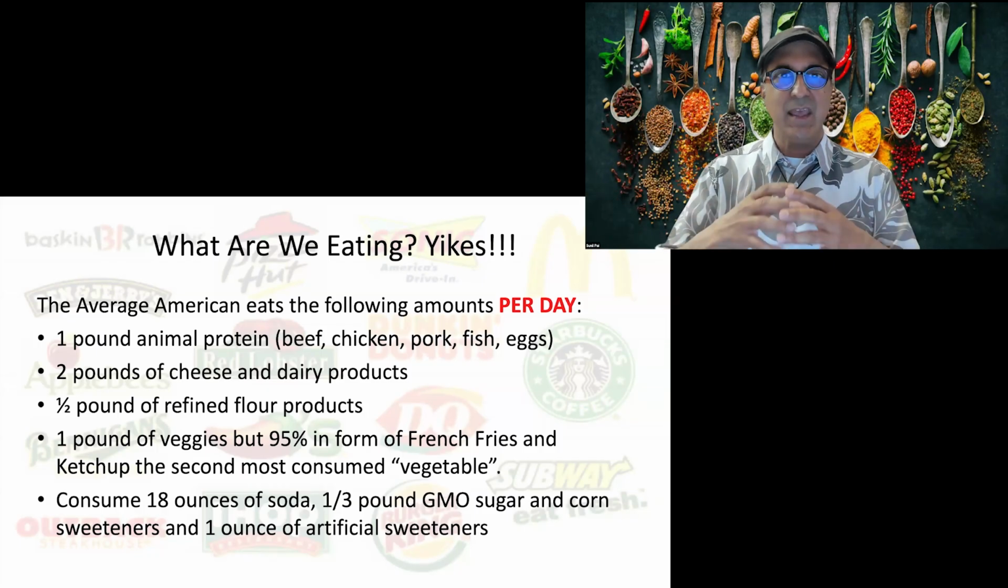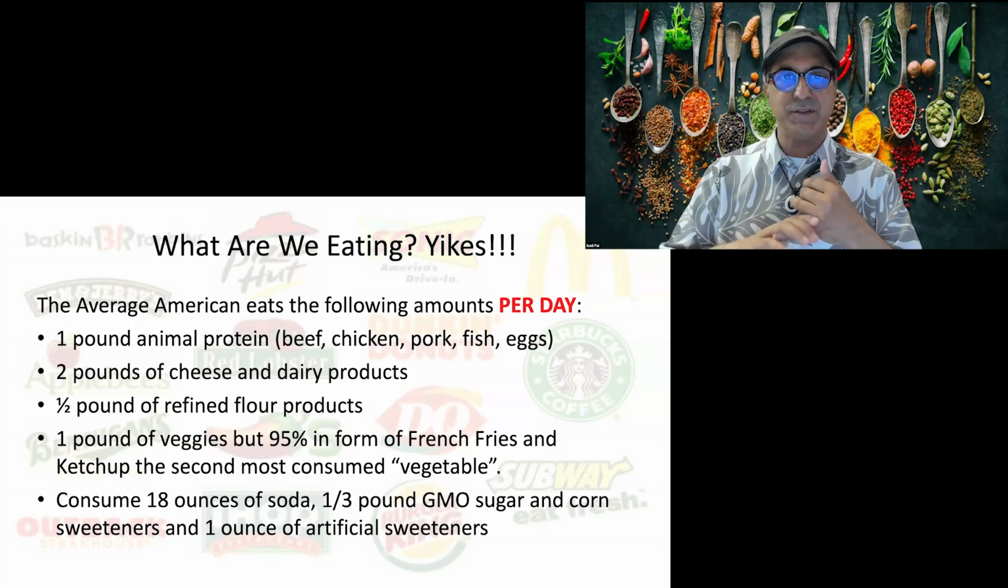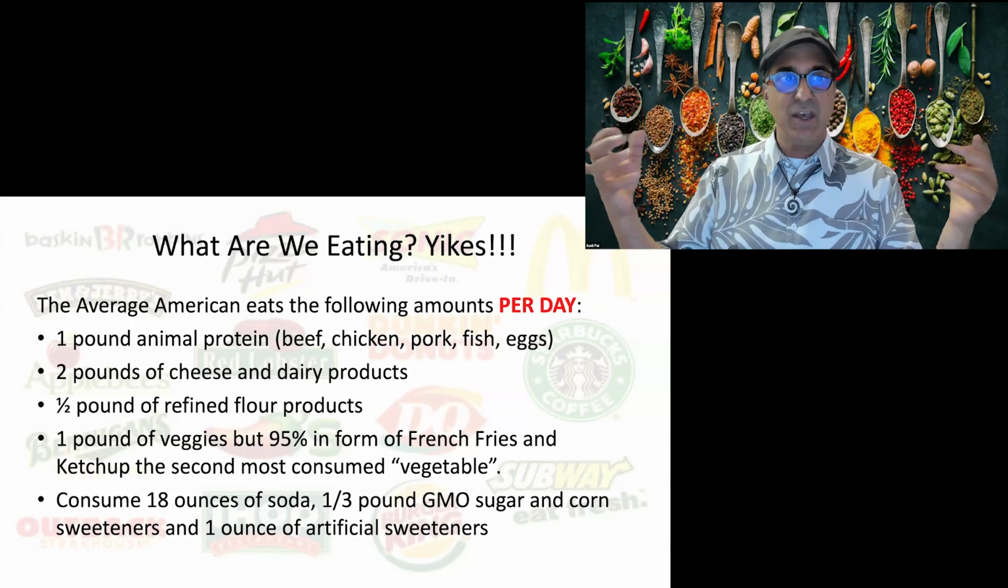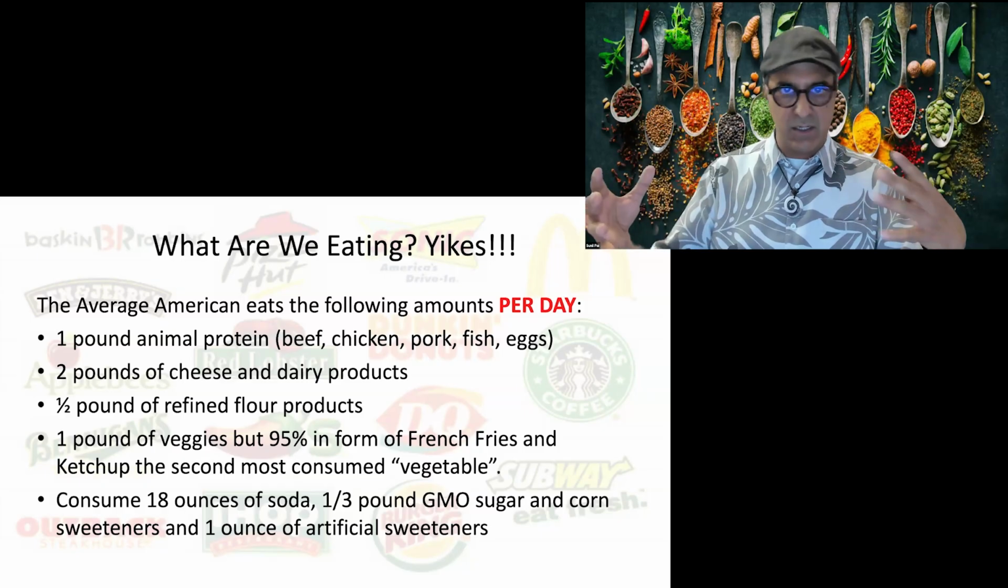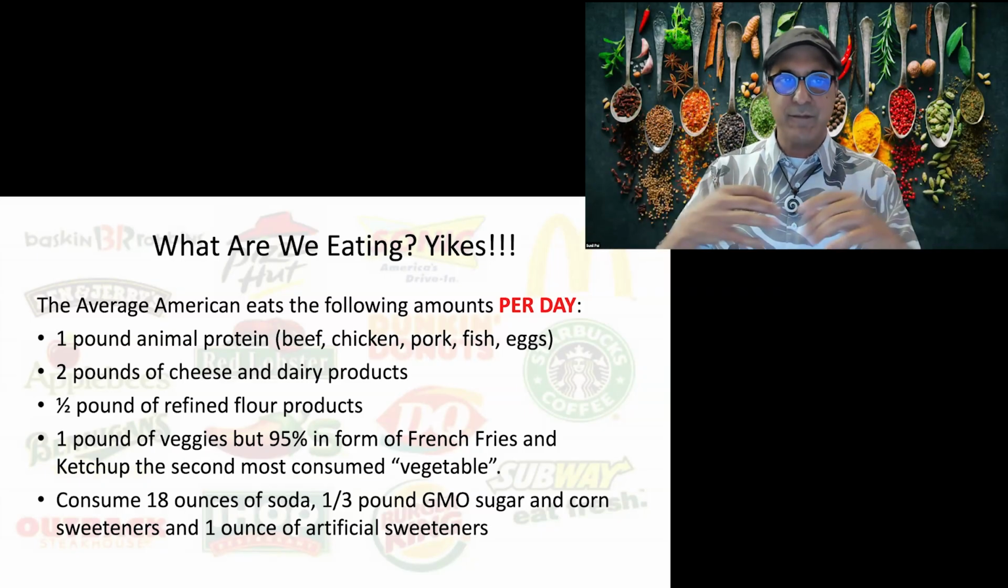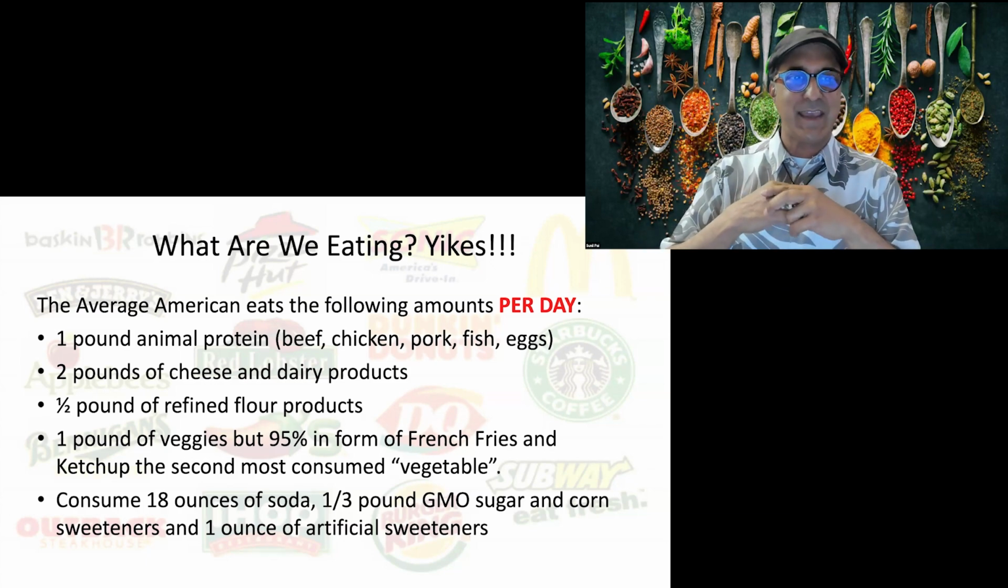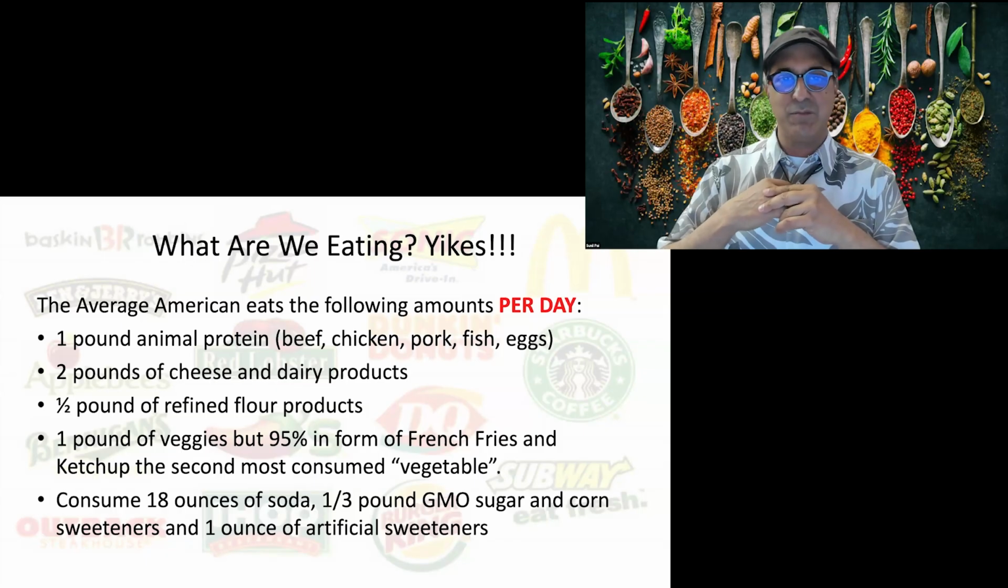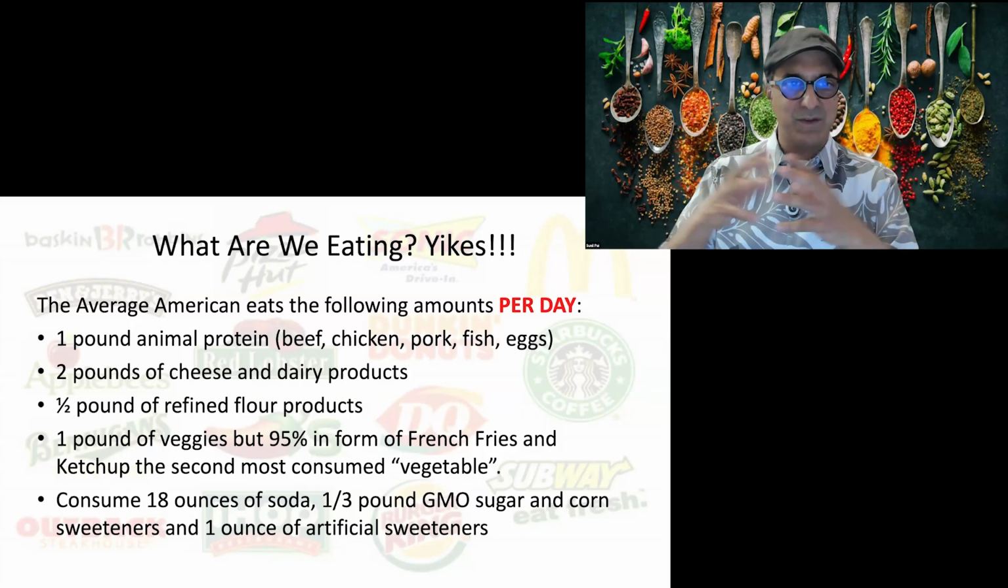The average American is eating, on average per day, a pound of animal protein: beef, chicken, pork, fish, eggs. Two pounds of cheese and dairy products, half a pound of refined flours, one pound of vegetables, but 95% of those vegetables are in the form of French fries. And ketchup is now the second most consumed, quote unquote, vegetable, which is kind of sad to say, but that's what the government has been classifying ketchup as.